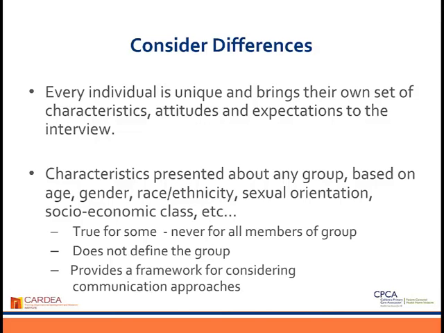The characteristics presented about any group based on age, gender, race, ethnicity, sexual orientation, socioeconomic class, etc., is true for some but never for all members of a group. So this discussion provides a framework for considering communication approaches with women and men. However, there are factors that influence men's approach to healthcare that I'll spend just a few minutes talking about to frame the communication tips I have.